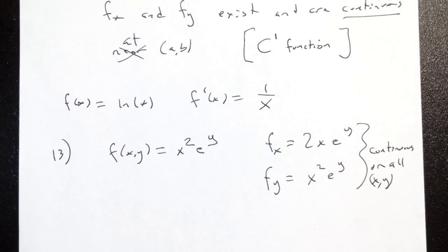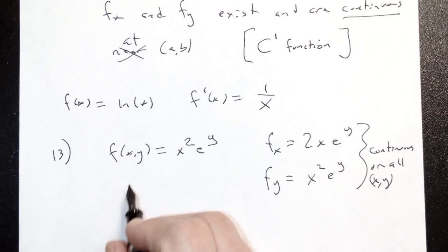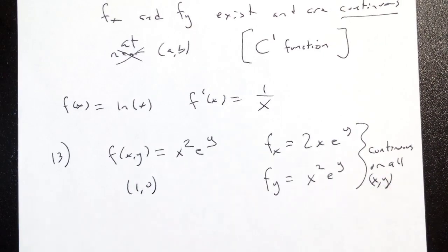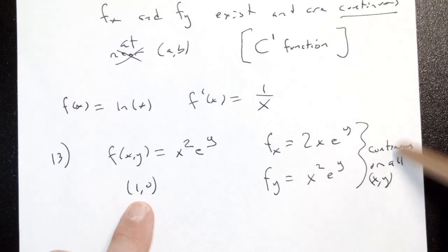Now, I think the function you're working with is a quotient, right? Which means you already know there's at least one place where it's not continuous, wherever the bottom is 0. And then they gave us a point, and in this problem, I think the point is 1, 0. But in this case, it's continuous everywhere, so I have to worry about that particular point. But in the other one, number 14, I might actually have to.